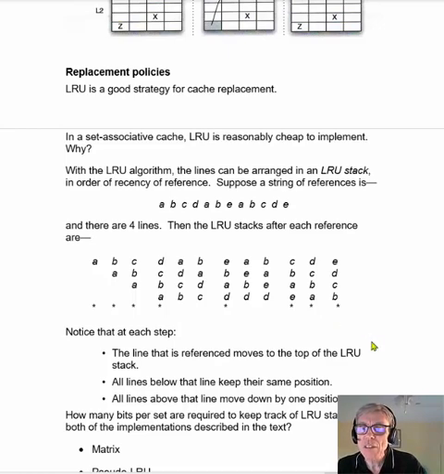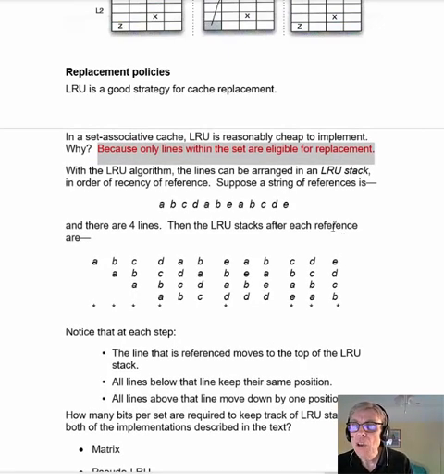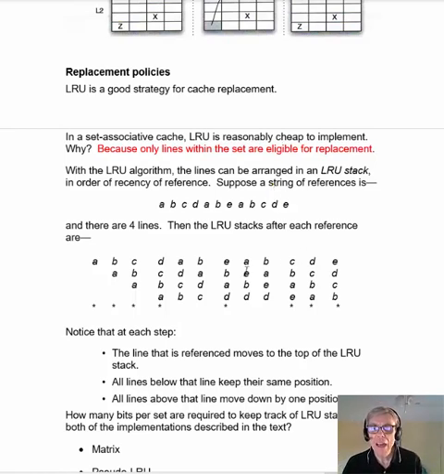But with a set associative cache, when a block needs to be replaced, we don't need to examine all the blocks in the cache. We only need to replace a block within a particular set. So we only need to determine which of the blocks in the set is the least recently used. And since there are likely to be no more than 8 blocks in the set, that's a much more tractable problem. Now, with an LRU algorithm, we can arrange the lines of the set in an LRU stack.